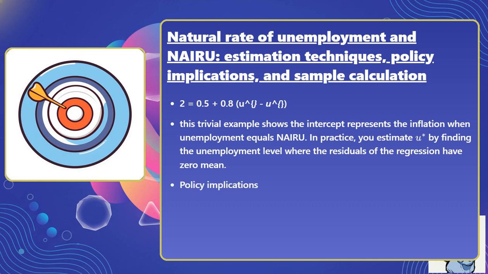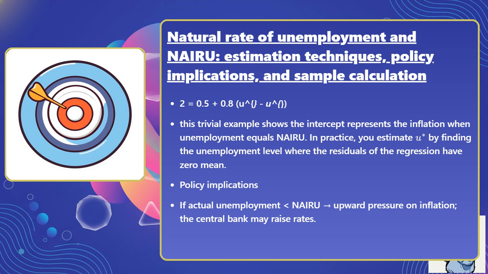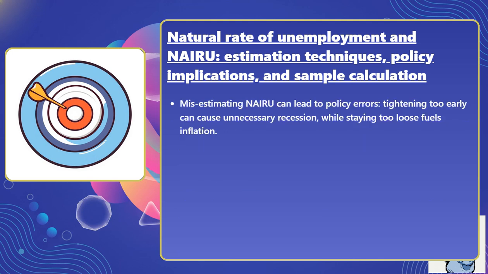Policy implications. If actual unemployment is less than NAIRU, there is upward pressure on inflation, and the central bank may raise rates. If actual unemployment is greater than NAIRU, there is slack in the labor market, and rates may be cut. Mis-estimating NAIRU can lead to policy errors. Tightening too early can cause unnecessary recession, while staying too loose fuels inflation.